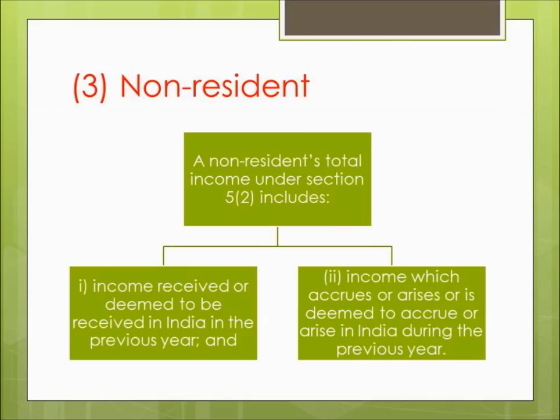Now comes the third and the last category, that is non-residents. What is includable in the total income of non-residents? A non-resident's total income under Section 5 subsection 2 includes: number 1, income received or deemed to be received in India in the previous year, and number 2, income which accrues or arises or is deemed to accrue or arise in India during the previous year.